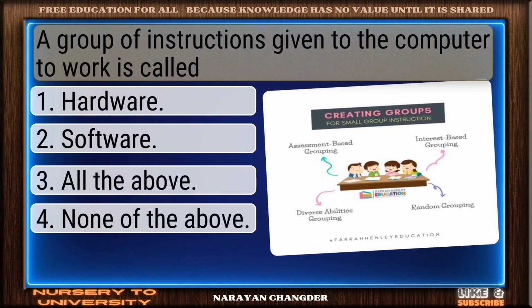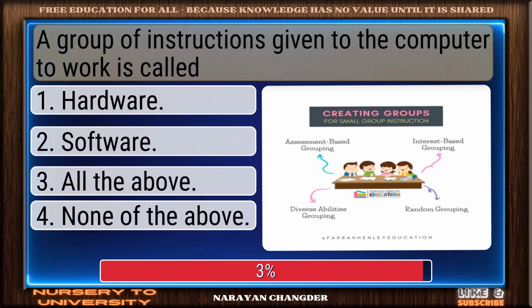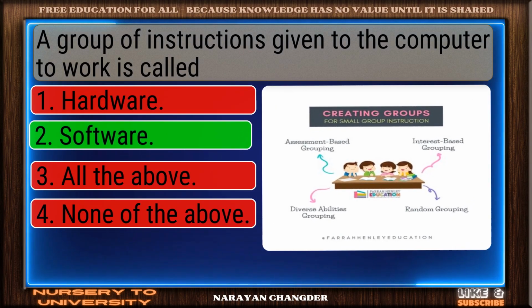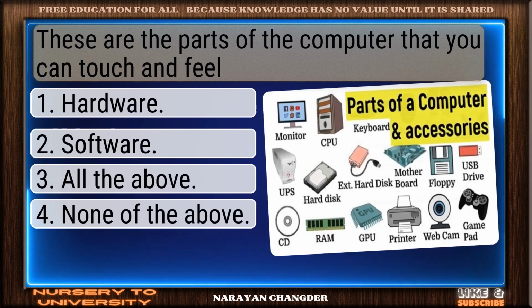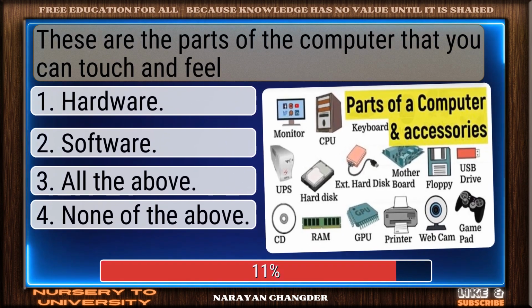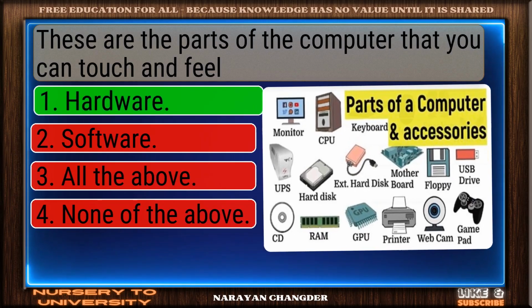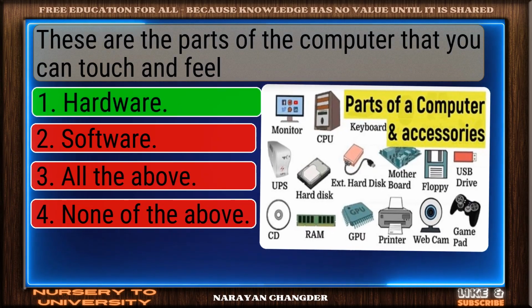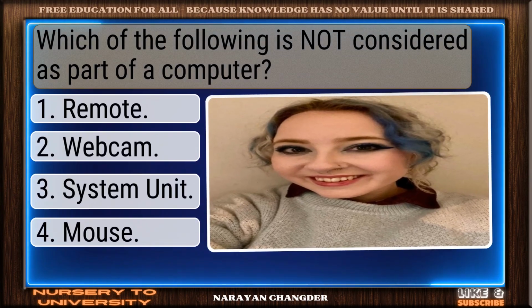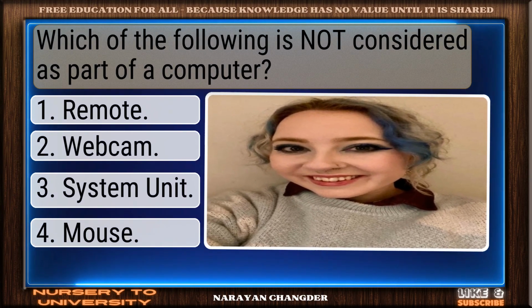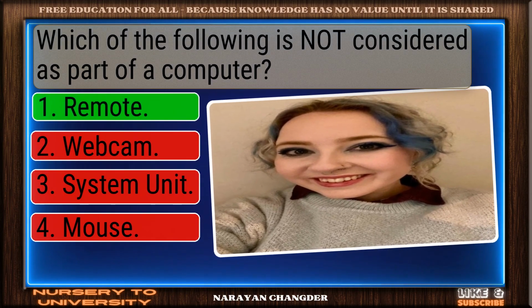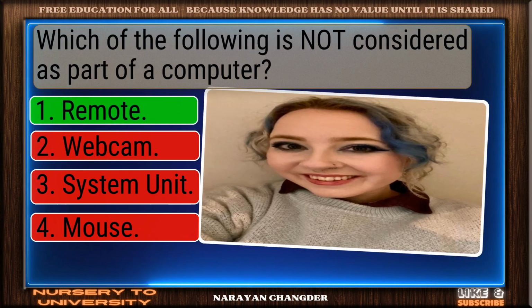A group of instructions given to the computer to work is called. Nice selection. Software is the correct and valid answer. These are the parts of the computer that you can touch and feel. Good job. Your answer hardware works well here. Which of the following is not considered as part of a computer? Nicely done. Remote is a solid answer.